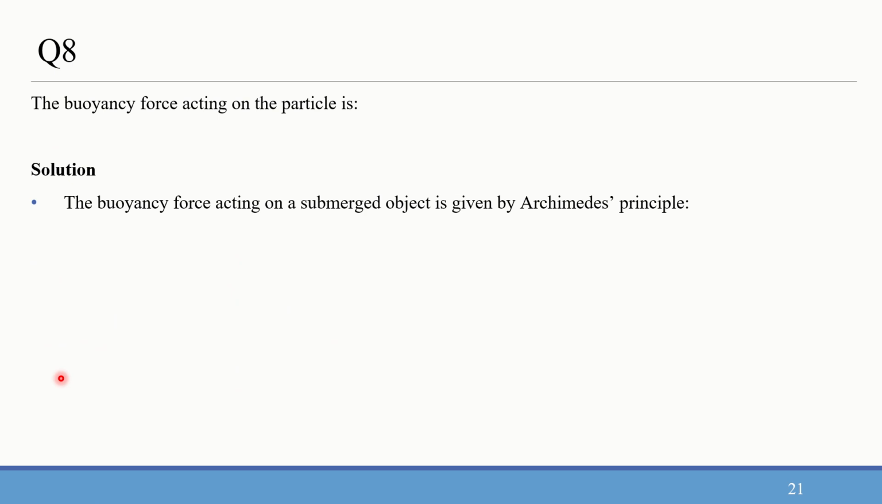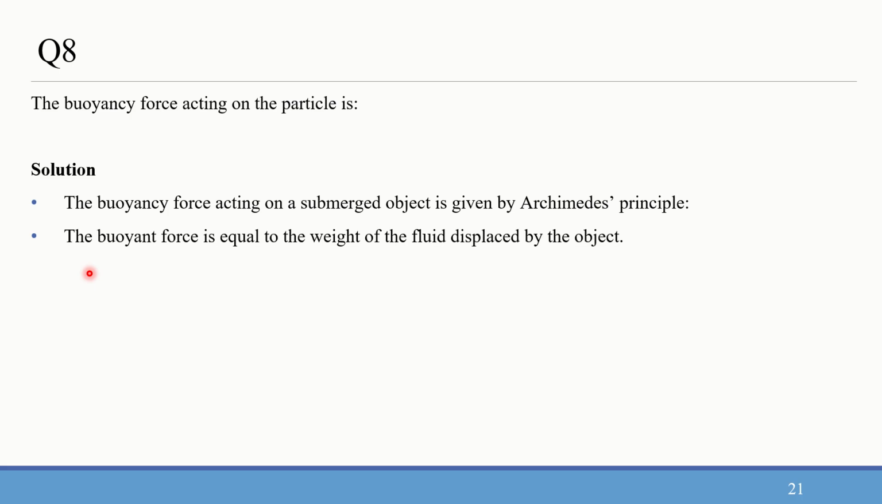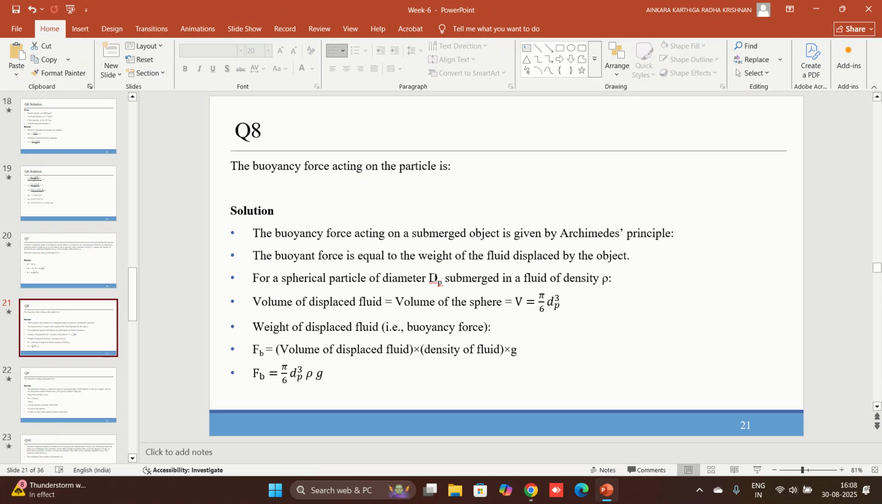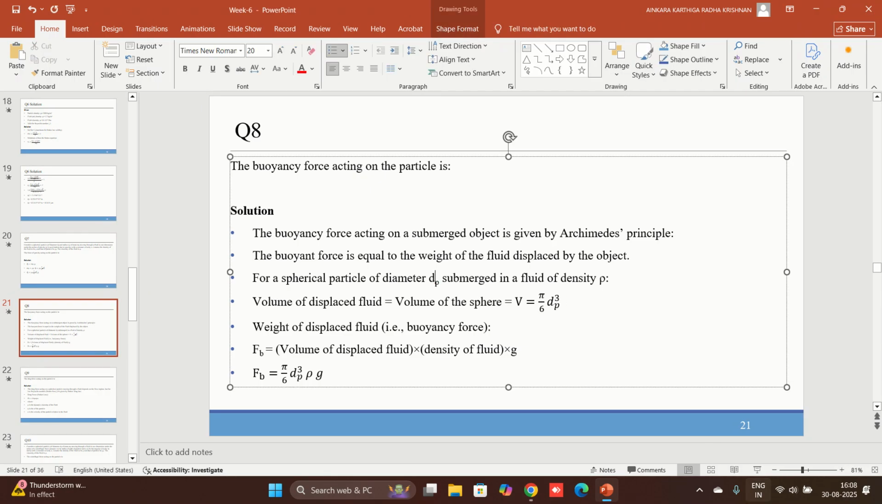The buoyancy force acting on the particle is dash. So now we need to calculate the buoyancy force. The buoyancy force acting on a submerged object is given by Archimedes principle. Buoyancy force is equal to the weight of the fluid displaced by that particular object. For a spherical particle of diameter dp submerged in a fluid of density rho, the volume of displaced fluid is equal to the volume of the sphere, which is pi by 6 dp cube. We can keep it as small d here because everywhere else we have used small dp.